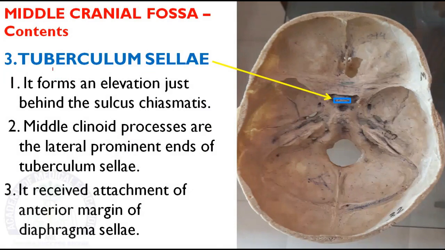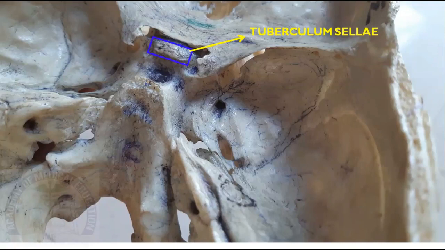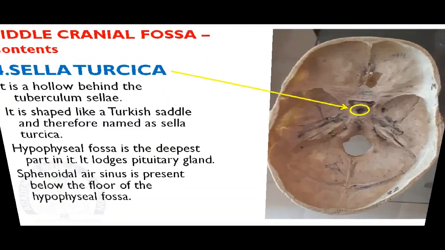Next structure is the tuberculum sellae. It forms an elevation just behind the sulcus chiasmatis. The middle clinoid processes are the lateral prominent ends of the tuberculum sellae. It receives attachment of the anterior margin of the diaphragma sellae. This part is called the tuberculum sellae, present posterior to the sulcus chiasmaticus. This is the sulcus chiasmaticus and this is the optic canal.